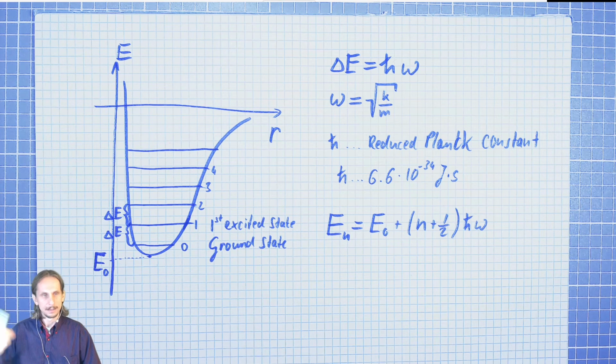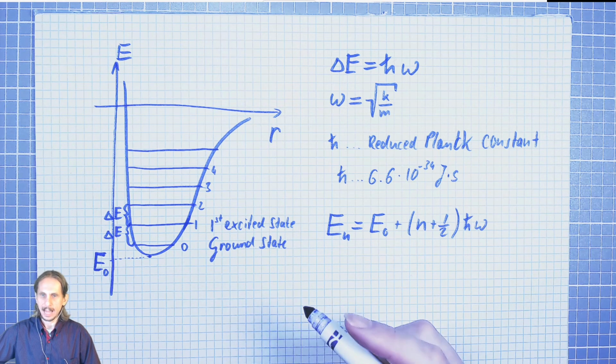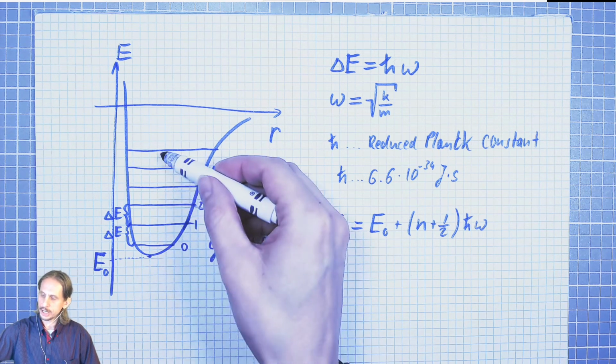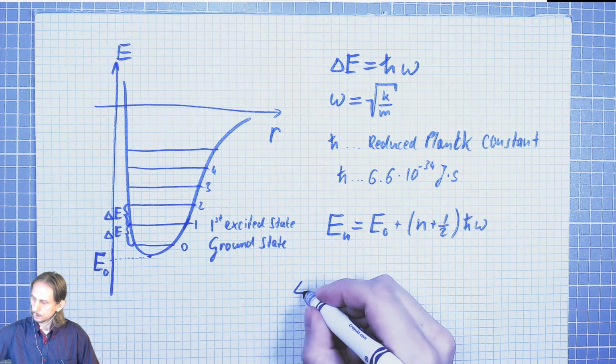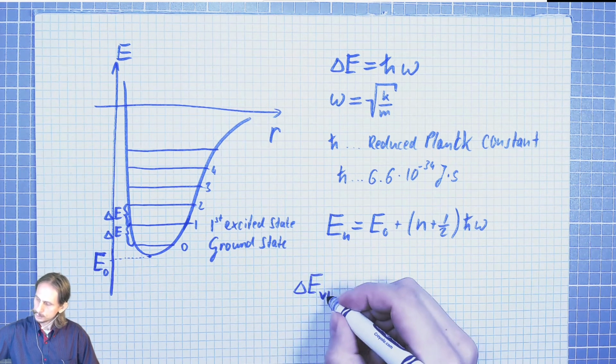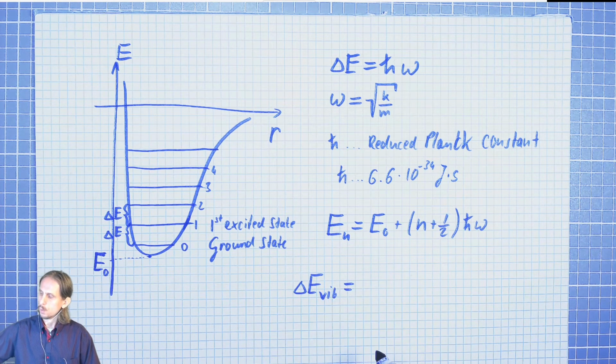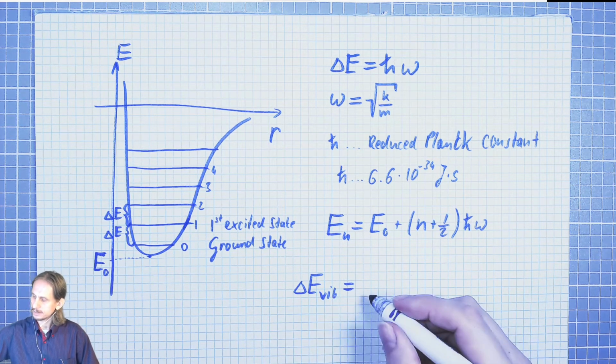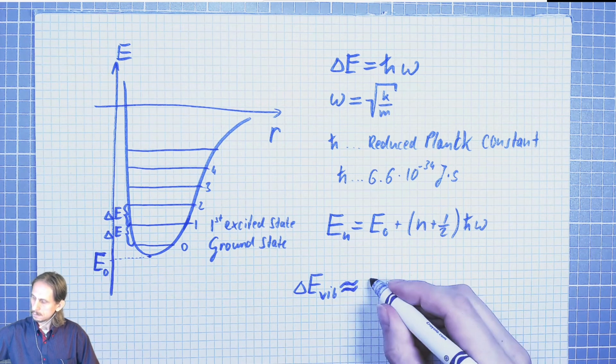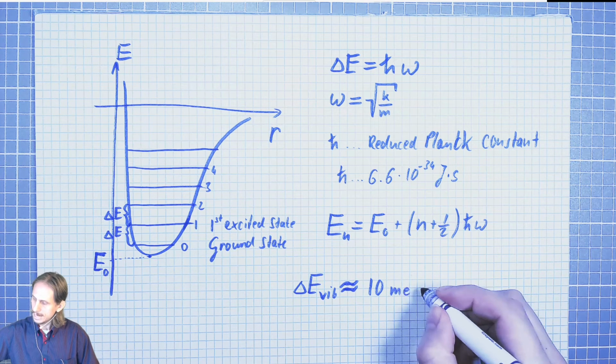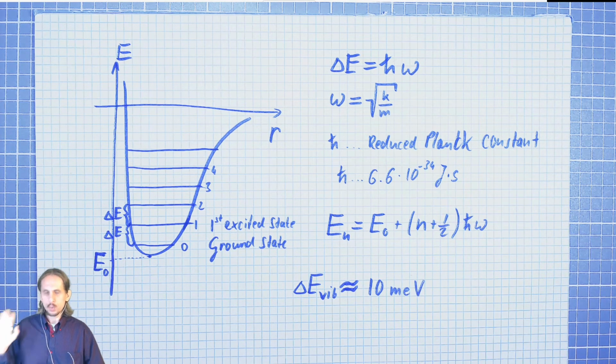Now I want to come to the point of why this is important for the next chapter, which has to do with temperature. We will see that these energy changes here are rather small. Energy changes for vibrational energy levels are on the order of 10 millielectron volts. So that is about 100 times smaller than the energy changes that we saw for visible light.